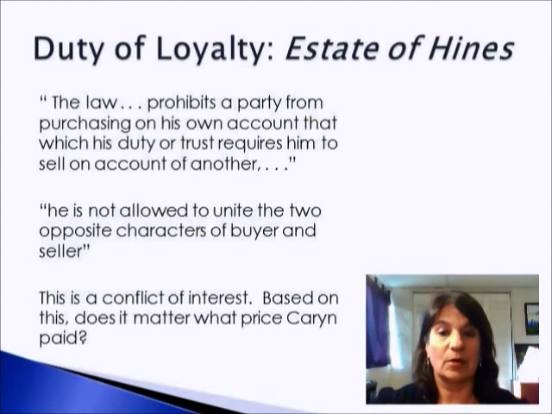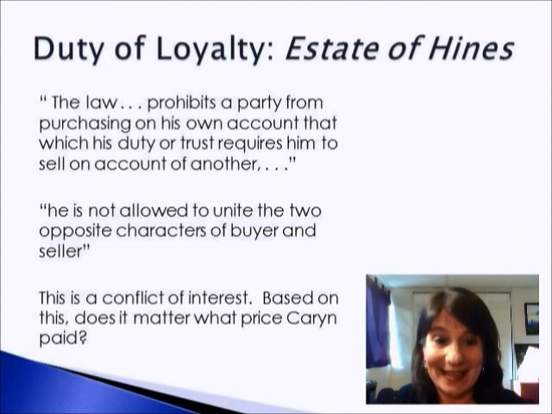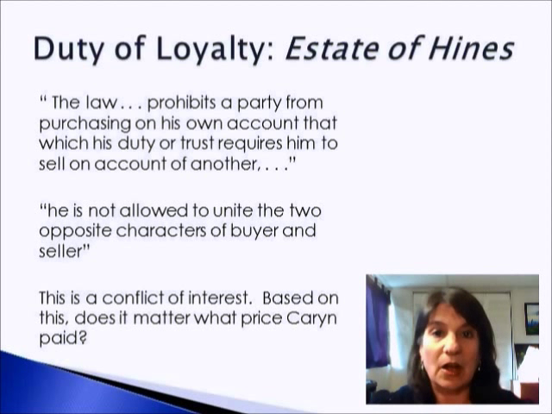Well, here are some quotes from the case. The law prohibits a party from purchasing on his own account that which his duty or trust requires him to sell on account of another. He is not allowed to unite the two opposite characters of buyer and seller. There's a conflict of interest here. Karen as the PR is the seller, and Karen as the purchaser is the buyer. We can't be both sides of the deal. Not when we are a fiduciary for other people. So she has a conflict of interest.